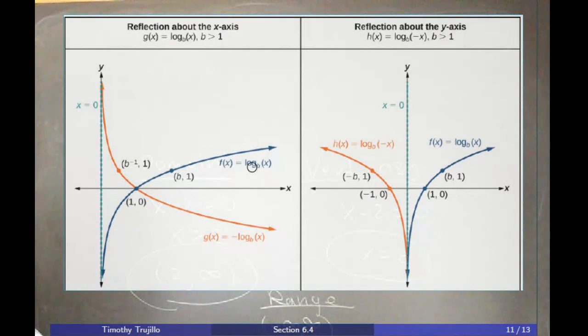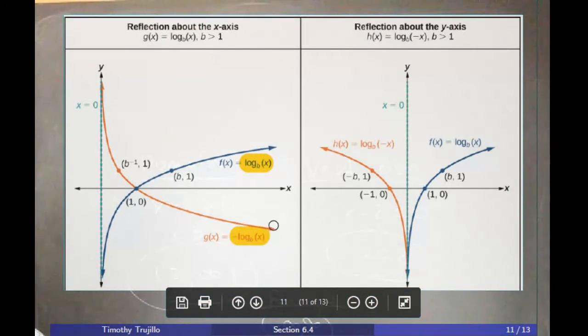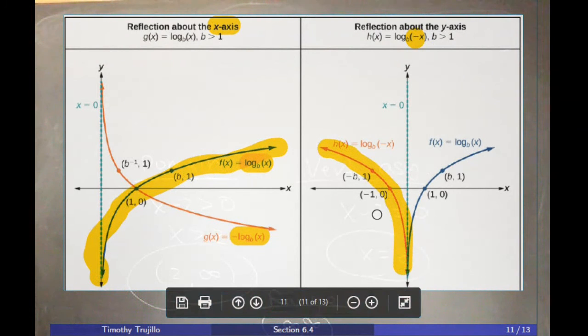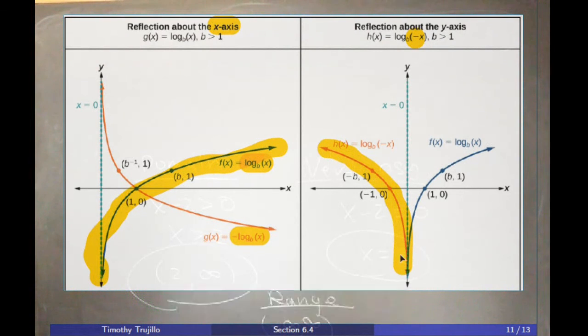So the last two things we can do: if we replace log of bx with the negative log of bx, it rotates us across the x-axis, right? So we can flip across the x-axis. Or we could have replaced x with negative x, and what that does is it changes us to rotating across the y-axis. This one is particularly difficult because the domain will now change from negative infinity to 0.